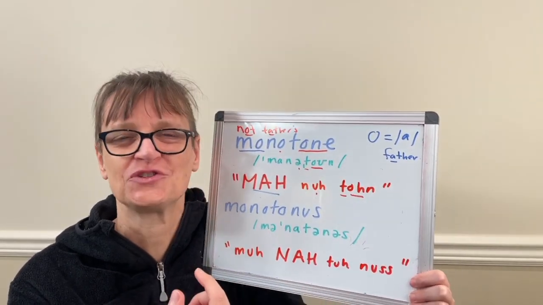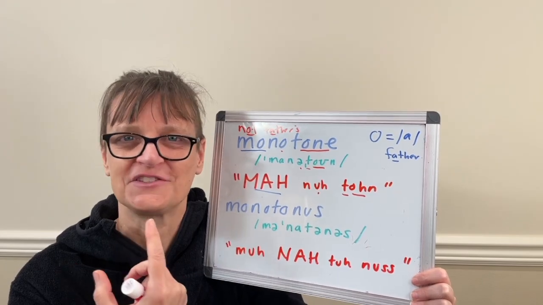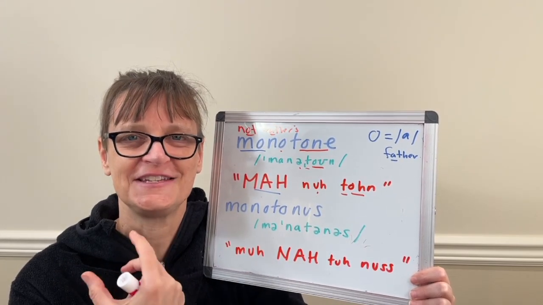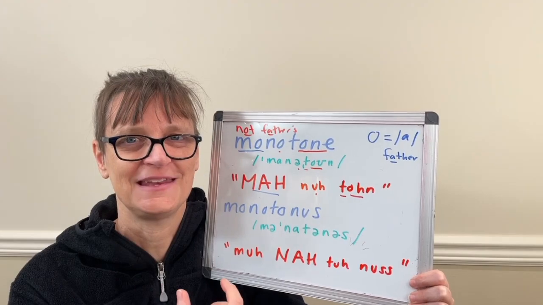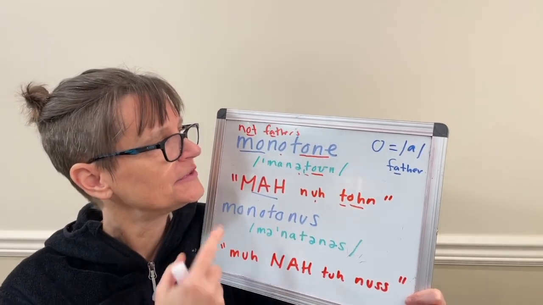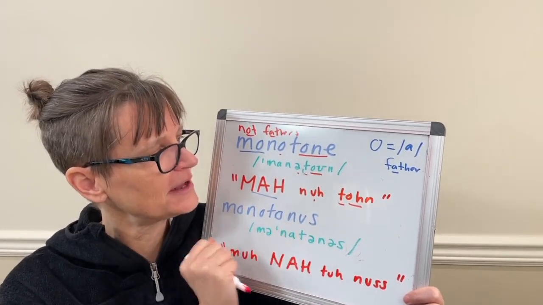You can hear how it sounds strange if I said it with a flap T. It doesn't sound correct. So this is one example of a T in the middle that is just like a T at the beginning of words. So not monotone, father's monotone.